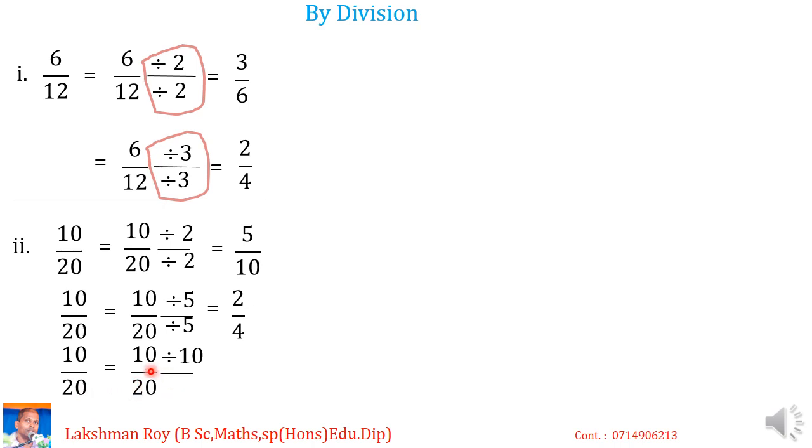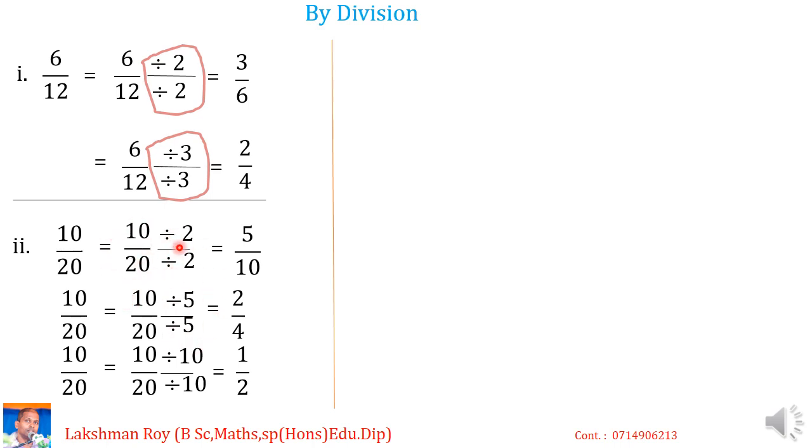So that means 10 can divide by 10 and also 20 can divide by 10. Same number, right? Then you get the answer: 10 divided by 10. Very careful. 10 has only one 10, right? 1. 20 divided by 10, that is 2, right? So that is the method how to find equivalent fractions, right?